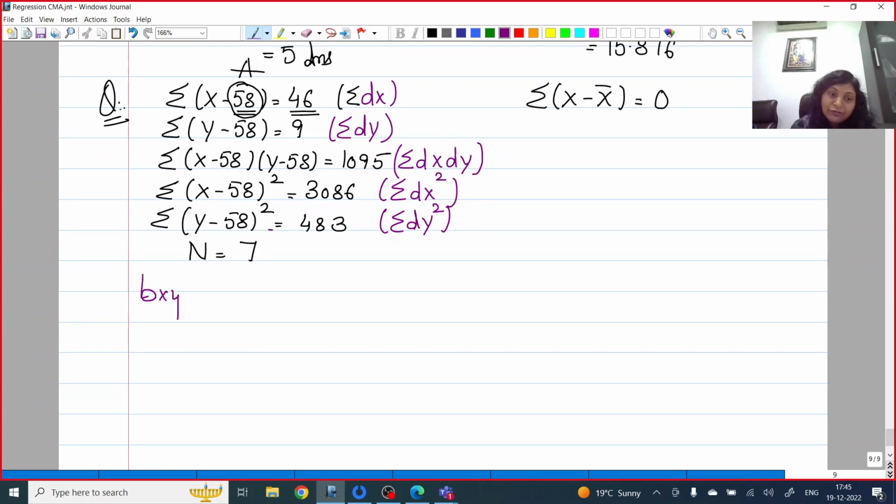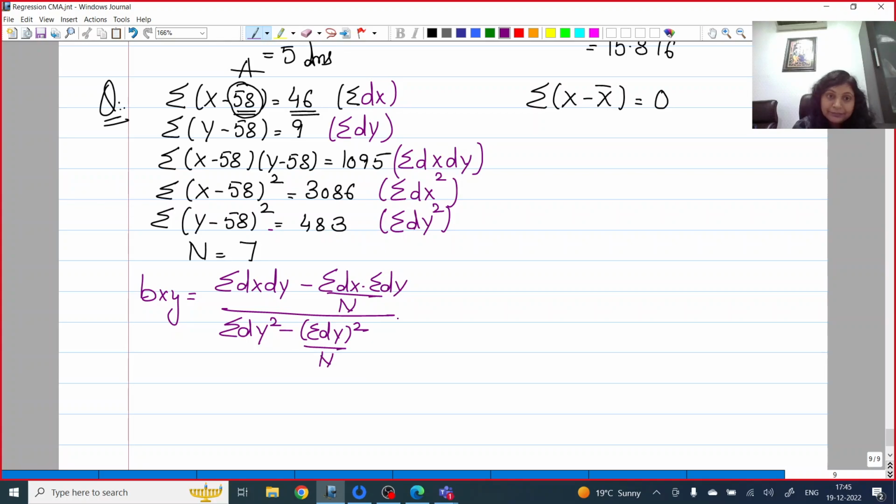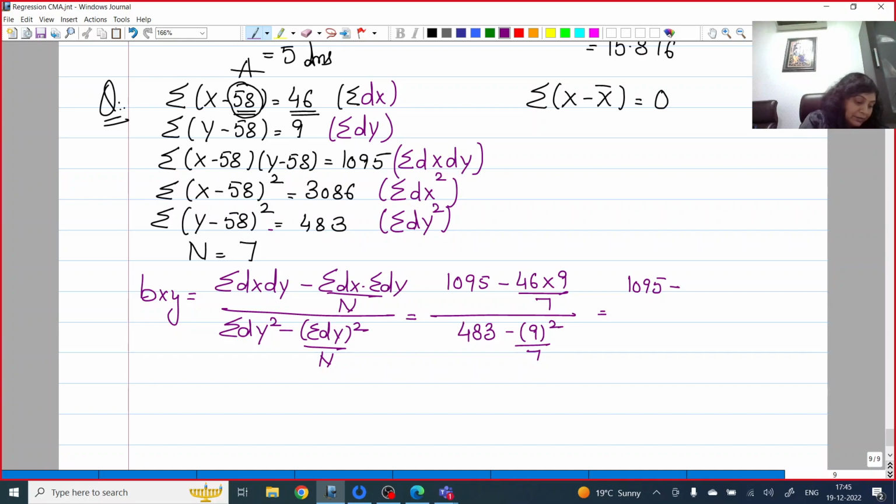So for bxy, our formula is summation dx dy minus summation dx summation dy upon n, divided by summation dy square minus summation dy whole square upon n. So summation dx dy is 1095 minus summation dx summation dy upon n. Summation dy square 483 minus summation dy whole square upon n. So you have to solve this. So this becomes 1095 minus 46 into 9 divided by 7, which is 59.1429, divided by 483 minus 81 divided by 7. So this will be 11.5714.